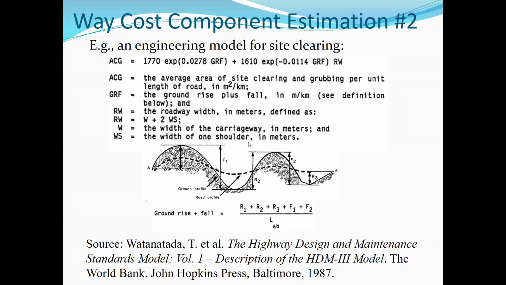And then W is the width of carriageway. WS is the width of one shoulder. So you have to have shoulder on both sides, so you kind of account for that. And then the ground rise plus fall would be R1 plus R2 plus R3 plus F1 plus F2. So you can combine the two and divide that by the length. So you can figure out what's going to be your total net GRF.